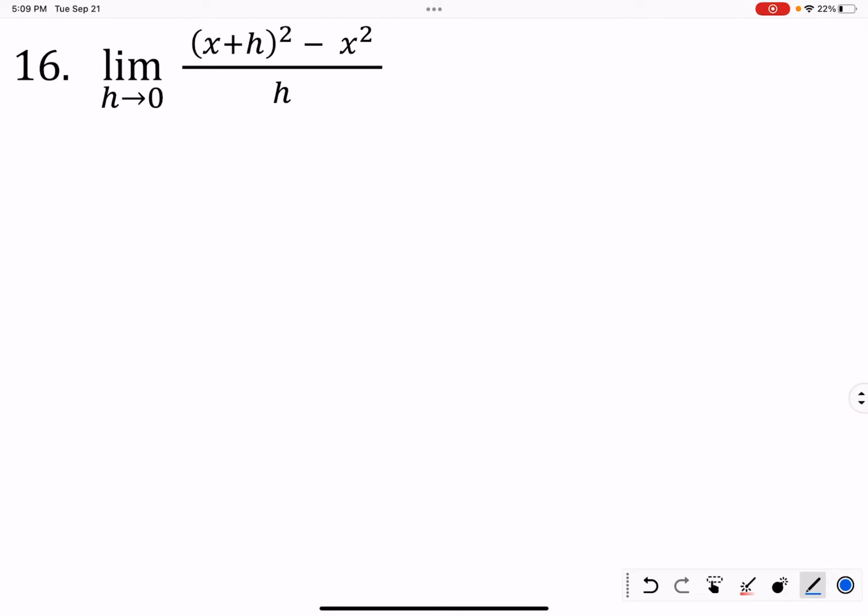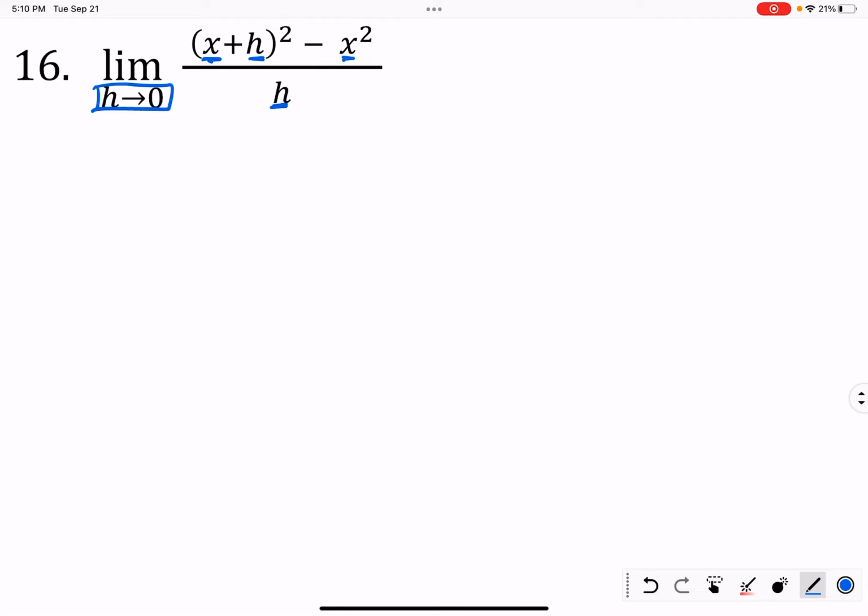All right, so first thing to notice is that h is going to 0. However, we have x's and h's inside of this limit. We'll talk about why that's the case very, very soon. So what we're going to have to do is plug in 0 and see what happens. If you do that, we're going to get 0 over 0, so it's an indeterminate form, which means we're going to have to do some algebra to cancel out that h in the bottom.